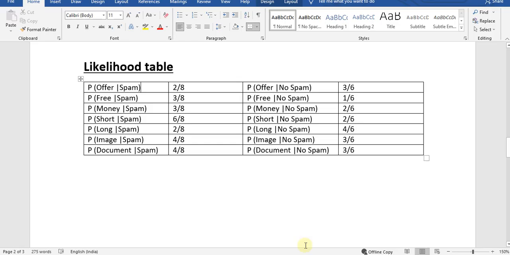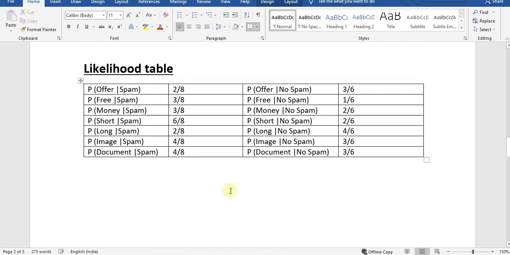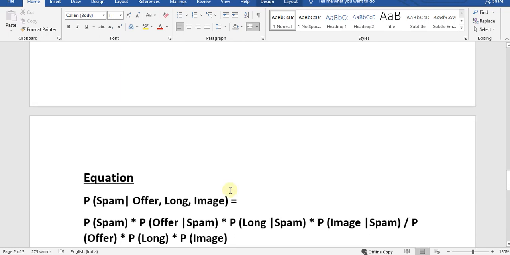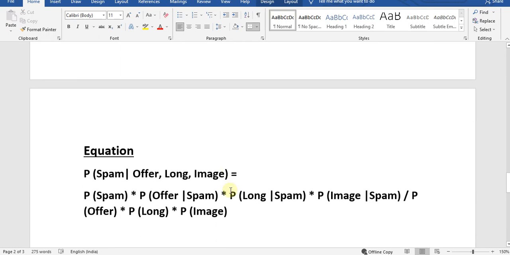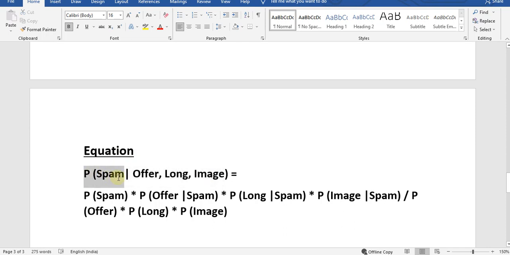So I will go back to my file. I have so far created the frequency table and the likelihood table. Now I am going to the equation. This is the first equation where I am trying to find the probability of spam given these 3 features. As I am working with 3 features together, I have given 3 values here. If you have only one feature, say only content, then you will find only the probability of spam given the feature value is, say, offer or free or money, etc.